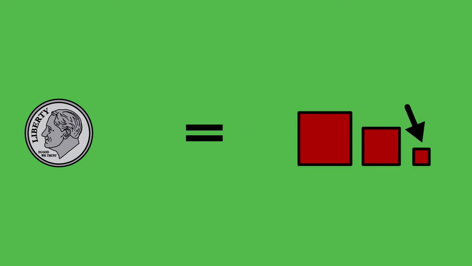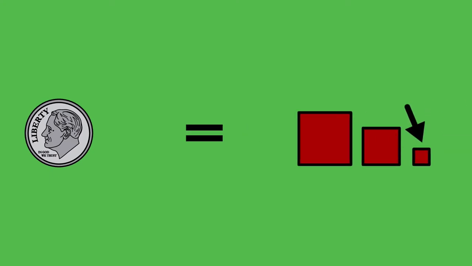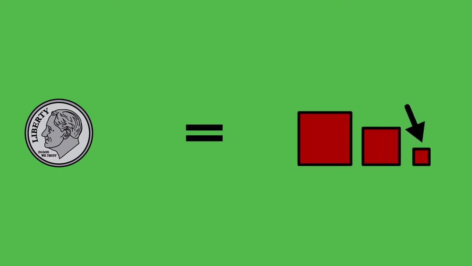After learning that the quarter is the big coin, we're now learning that the dime is the small coin. Dime is small. Touch small dime.